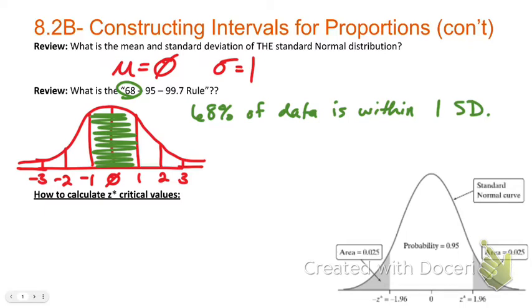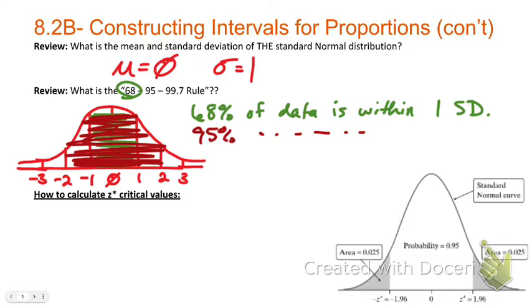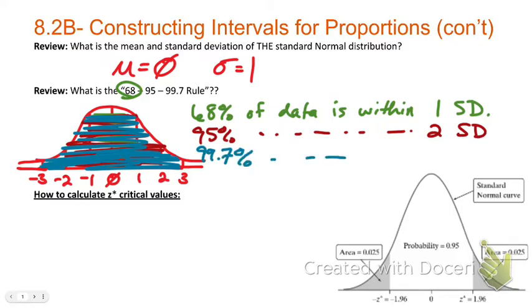What's the 95 about? If I go 2 standard deviations, then I have captured 95% of the data. 95% of the data is within 2 standard deviations. And what if I go 3 standard deviations? Then I have captured 99.7% of the data. That's within 3 standard deviations.